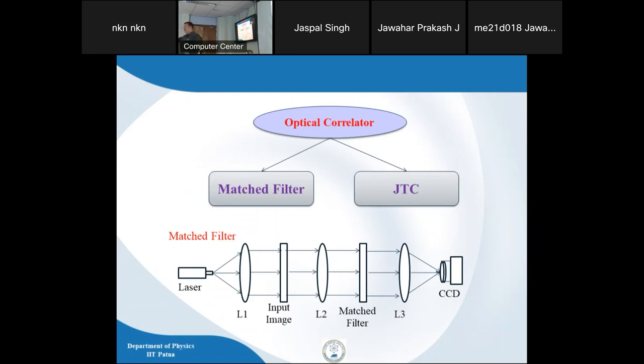Now suppose you start with this input function f(x), for which we have F(omega). The target which I want to match is also f(x). So what will we get here? We have the conjugate of F(omega) multiplied by F(omega). Is that clear? So F(omega) multiplied by the conjugate of F(omega), what will be the output?